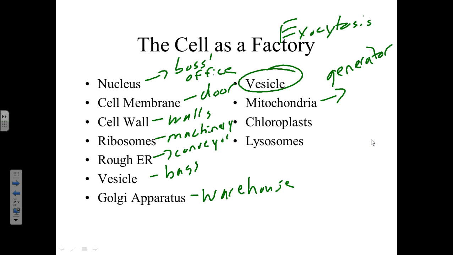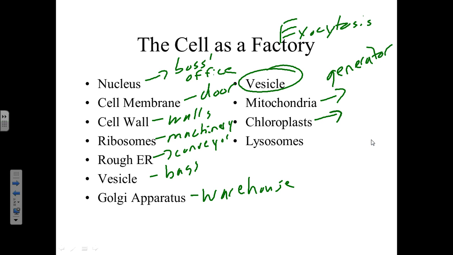Now, ribosomes make proteins, not ATP. They make proteins. They make the stuff the factory is making. Think of the protein like whatever the factory's trying to make in my analogy here. Think it's just like a TV factory. The proteins would be the TVs.